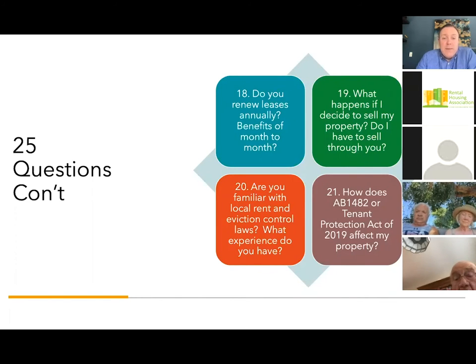Question number 19. What happens if I decide to sell my property? Do I have to sell it through you? This is an important question to ask your property manager because every property manager will probably have a different answer. Now, on the backside, there's things to think about. Under the current just cause ordinances in most cities, as well as under AB 1482, selling your property is not a reason you can ask the tenants to leave.